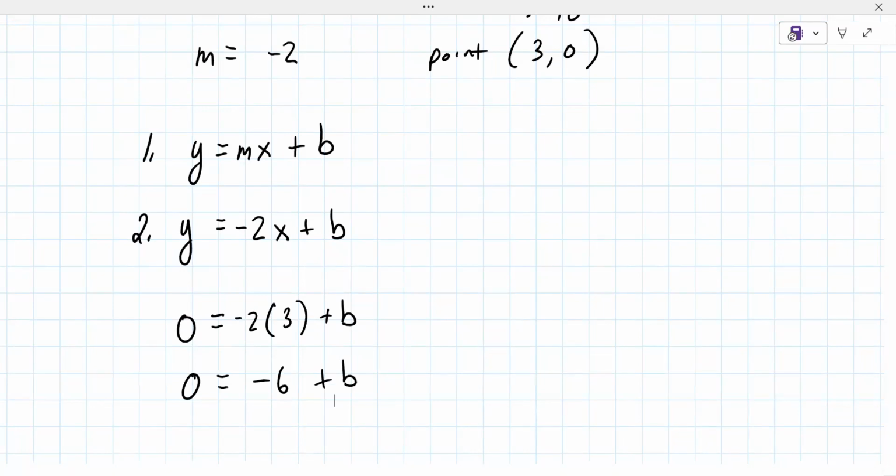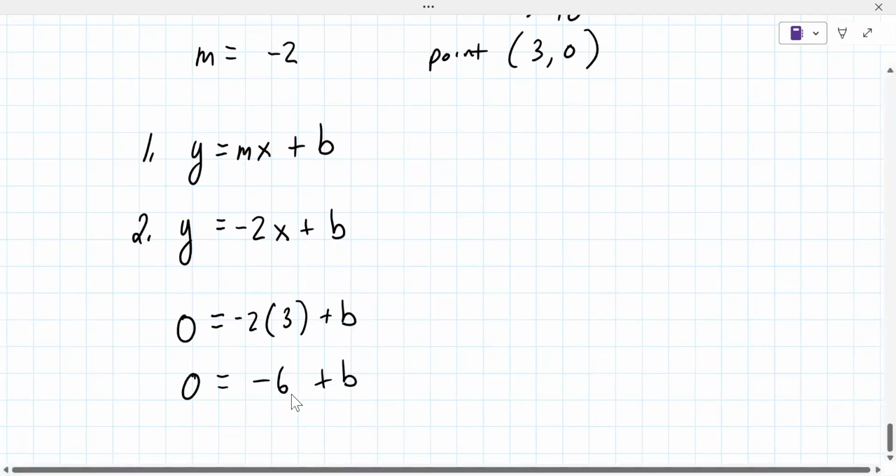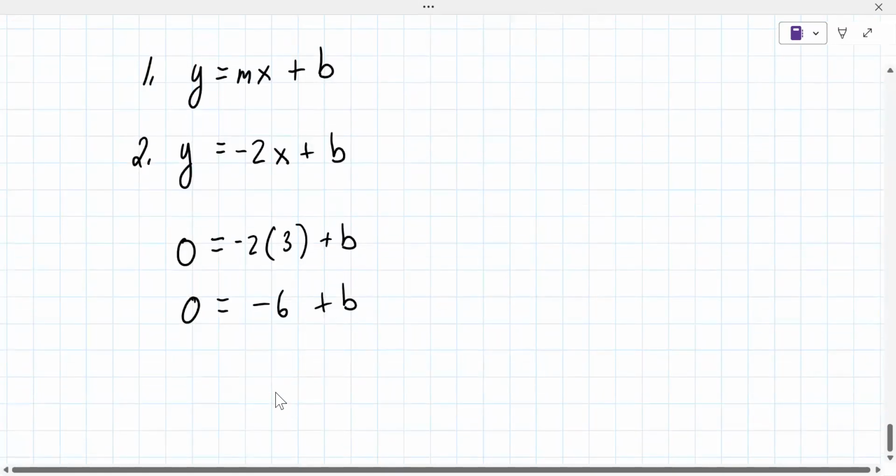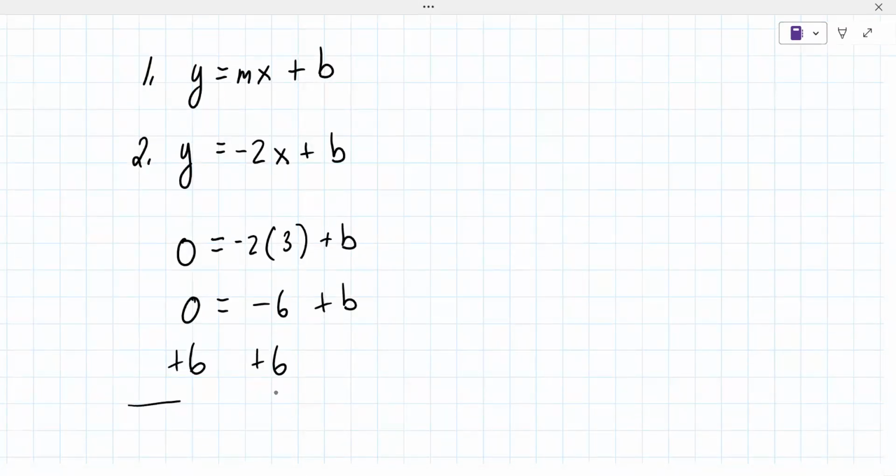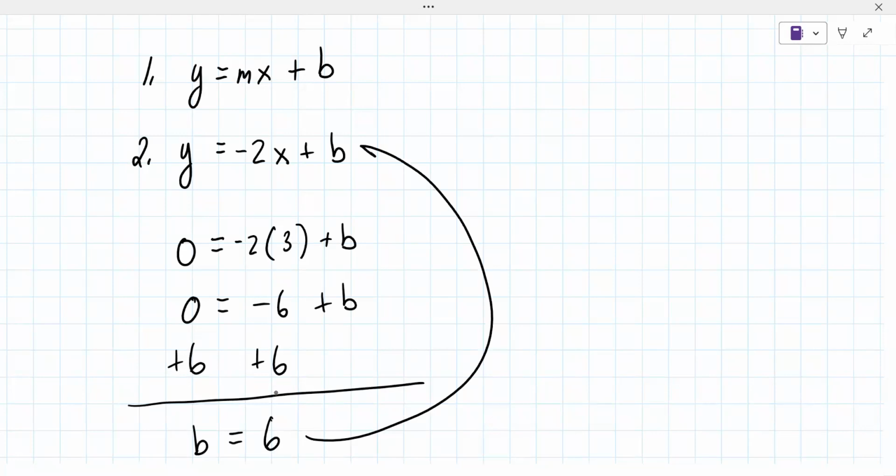-6 plus B. So how do you undo -6? You would add 6 to 0. So what is the value of B? +6. That goes back into this line right here. So the full answer would be y equals -2x plus 6.